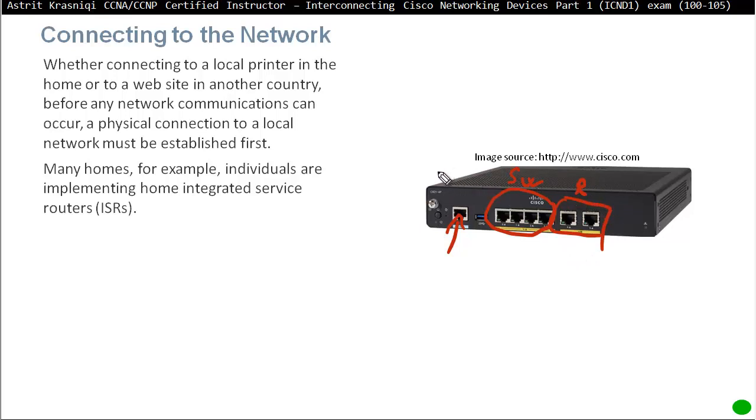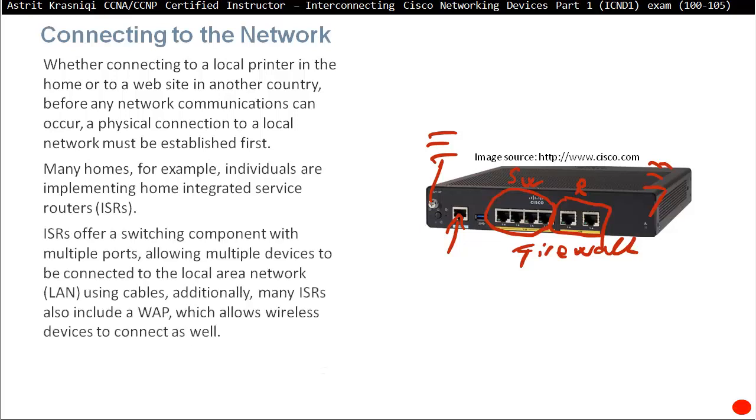Some of the routers here will have wireless as well, so they will be like an access point. That's an integrated router. As well as, for example, a firewall. So this router is doing many jobs. It's doing access point, switching, routing, and firewall. That is called an integrated services router.